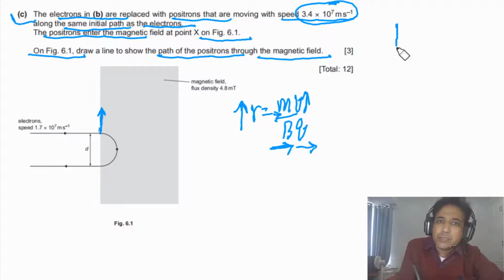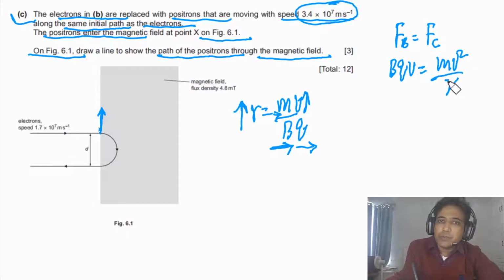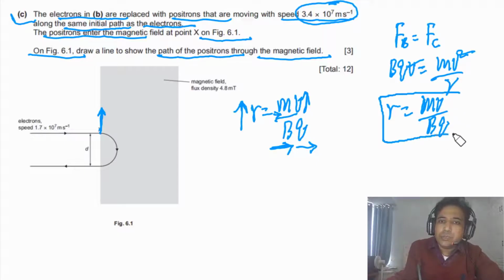And this formula you can also derive. Magnetic force provides the centripetal force. So we can say Bqv is equal to mv squared divided by r. So we can cancel this v with this v. So r will be equal to mv divided by Bq. So this is how you can derive this formula. This is a very important one. You need to remember this one, and also you need to understand how to derive this.